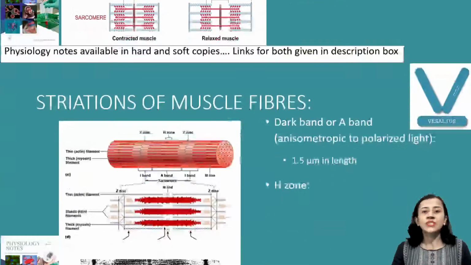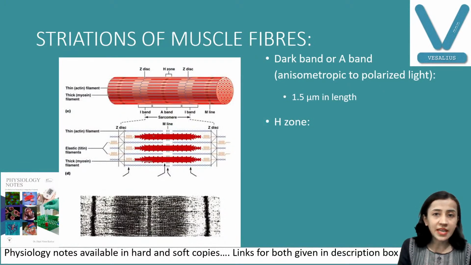Now you can see what the striations are. There are dark and light bands. The dark band is the A band. You can see here, this is dark in color, and the light band is the I band. This is the A band, this is the I band.